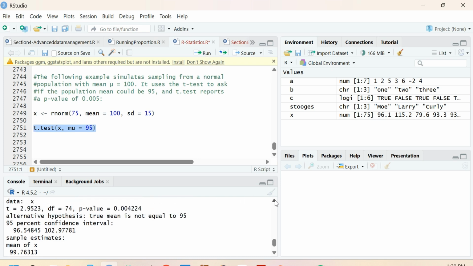Then you can see after the test the p-value is very low, much lower than 0.05. This is the test statistic from the sample, and you can see the confidence interval for the mean of the population does not cover 95. So in this case, we can say with over 99% confidence that the population mean is not 95, right?